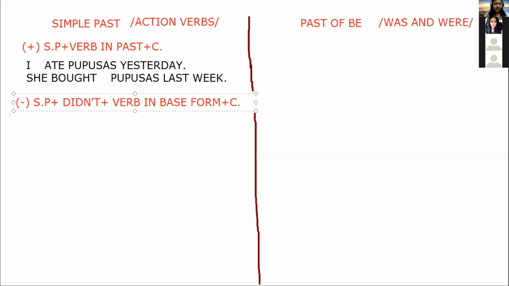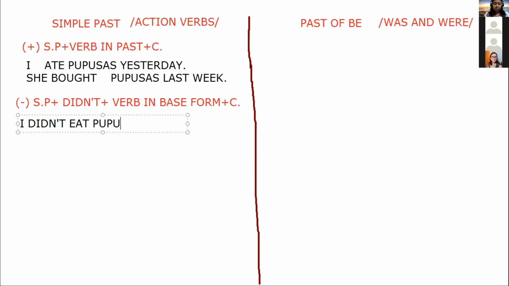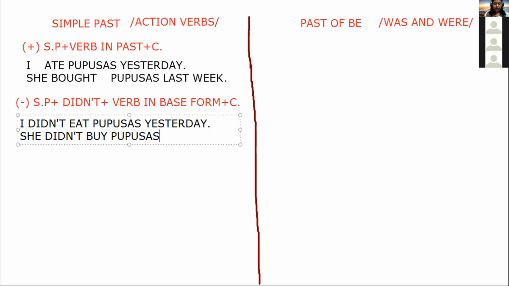So, the same examples we have above. I ate pupusas yesterday becomes I didn't eat pupusas yesterday. Yes, very good. Now what if I want to say she bought pupusas last week in the negative form? She didn't buy pupusas last week. Wonderful. Very good.